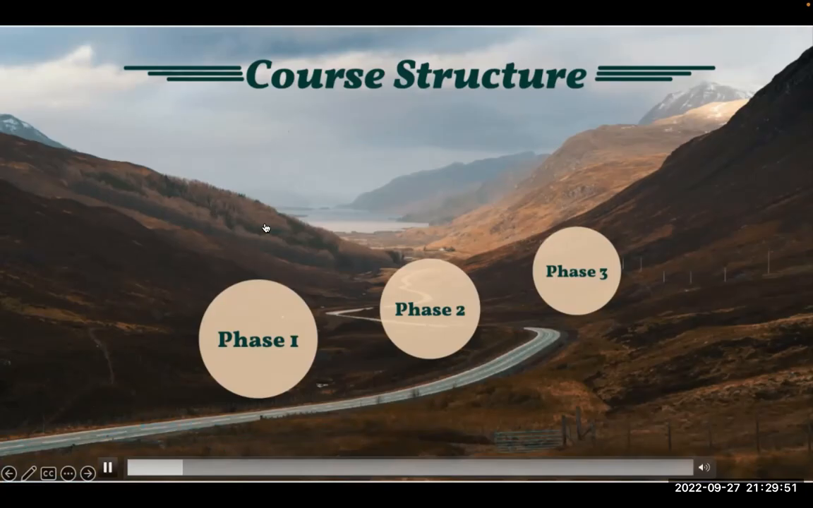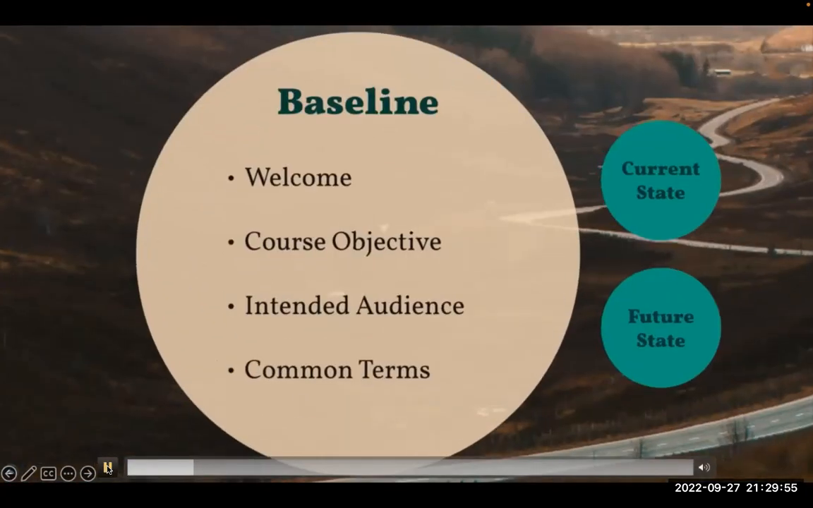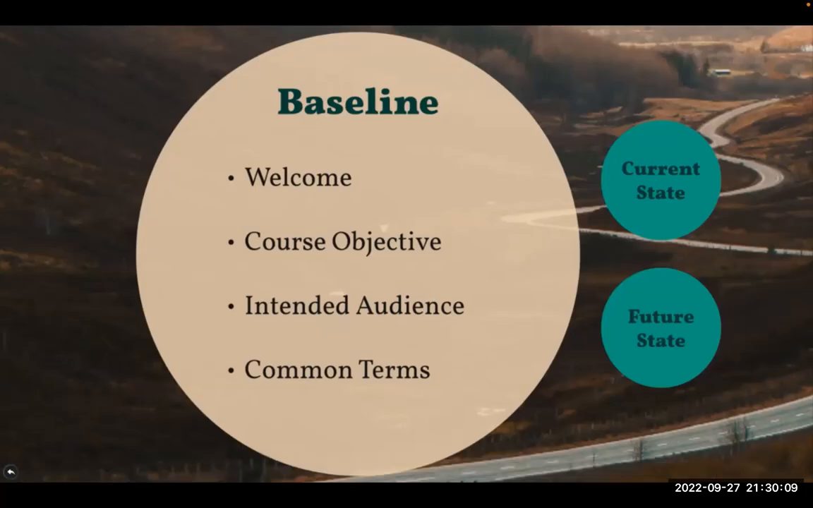Here we have a course structure, and you'll see there are 3 phases, and phase 1 is all about baselining the learner. So you want to welcome them, but more importantly, you want to define the course objective, intended audience, and the common terms. This is just to get everybody on the same page, so when this stuff comes up later in the course, they know what it is. This is phase 1, and this is basically the baseline.